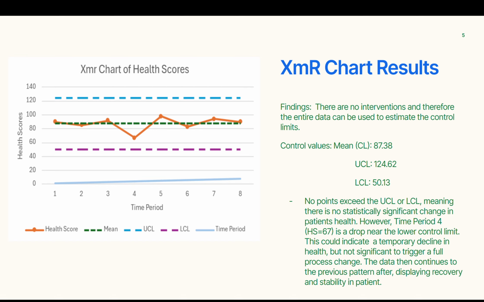However, there was one notable drop at time period 4, as you can see right here, where the health score drops. We see that this is a drop near the lower control limit, which is also this purple dash line right here. So this could indicate a temporary decline in health, but not significant enough to trigger a full process change. The data then continues the previous pattern as before and displays recovery and stability in the patient.